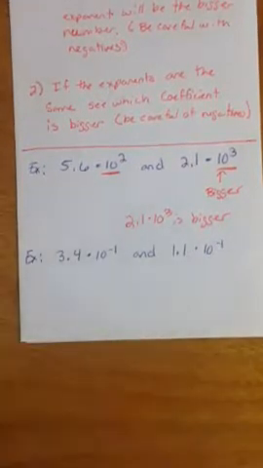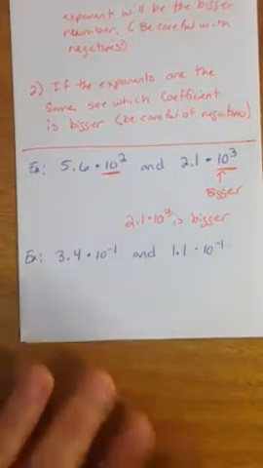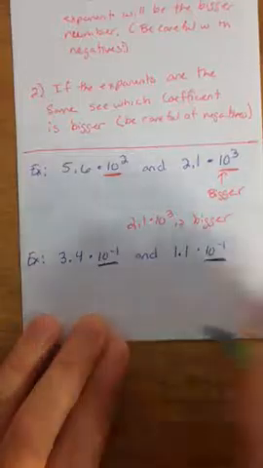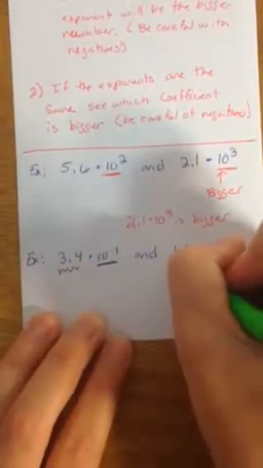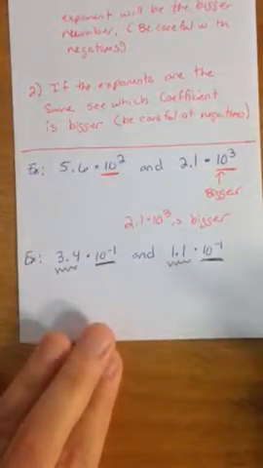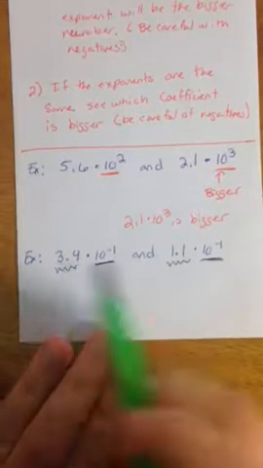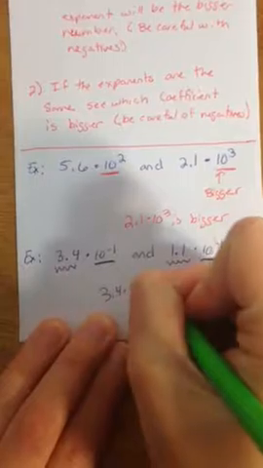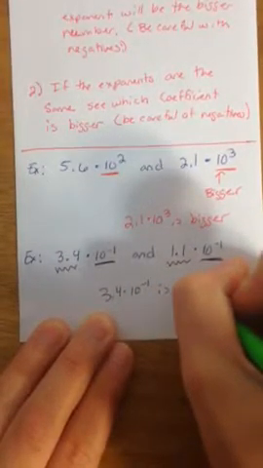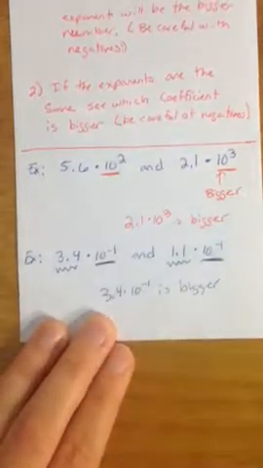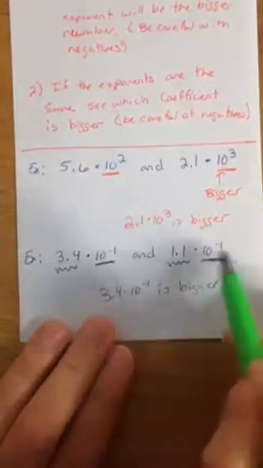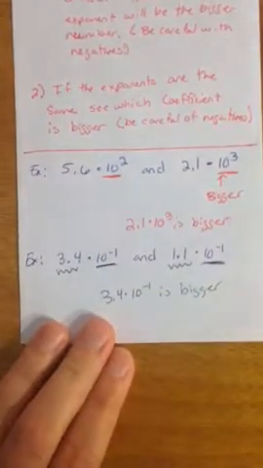If my exponents are the same, such as this problem here, I have 10 to the negative 1 and 10 to the negative 1. So I look at my coefficient. I have 3.4 versus 1.1. And I know from experience that 3.4 is clearly bigger. So 3.4 times 10 to the negative 1 is also bigger. So if the exponents are different, you look at the exponent powers. If the exponents are the same, you look at the coefficient.